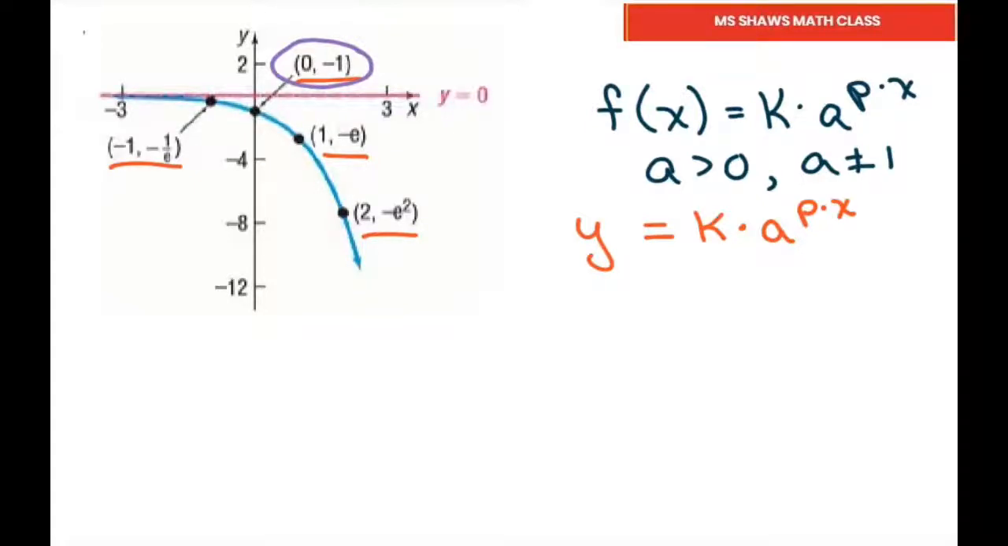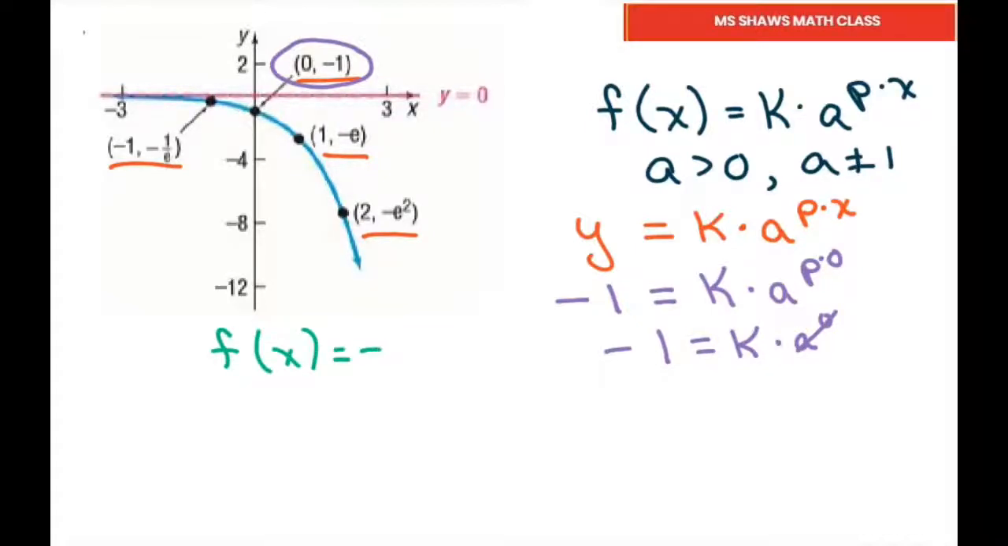So my y is -1. And I have my k times a^(p times 0), actually. So you get -1 equals k times a to the 0 power. And a to the 0 power is just 1. So we have -1 is our k. So now we have f of x equals -1 times a^(p times x).